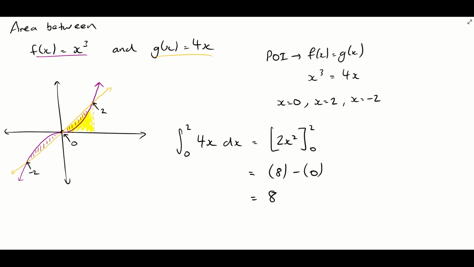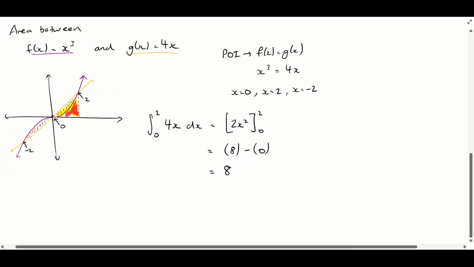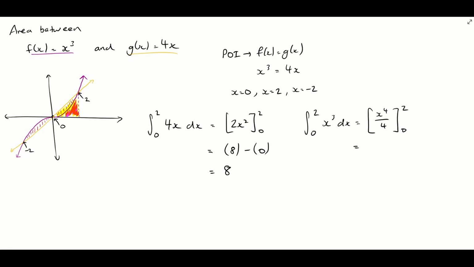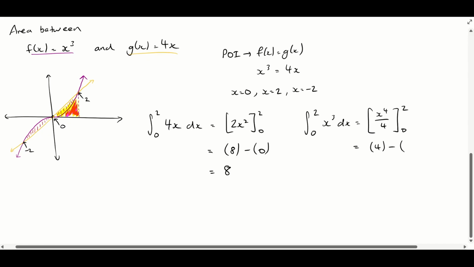If I do the same thing for the purple curve, that x cubed, I will then end up with this pink space underneath here. I integrate from 0 to 2 x cubed with respect to x. I end up with just x to the power of 4 over 4, and I can do that from 0 to 2. So when I substitute 2 in, 2 to the power of 4 is 16, divided by 4 is just 4. Subtract, when I put the 0 in, I just get 0. So I end up with 4 units squared of area underneath in the pink there.